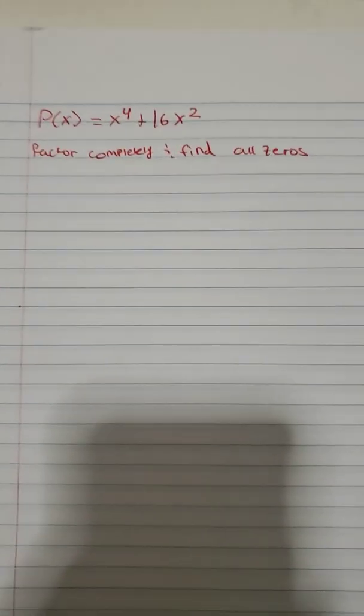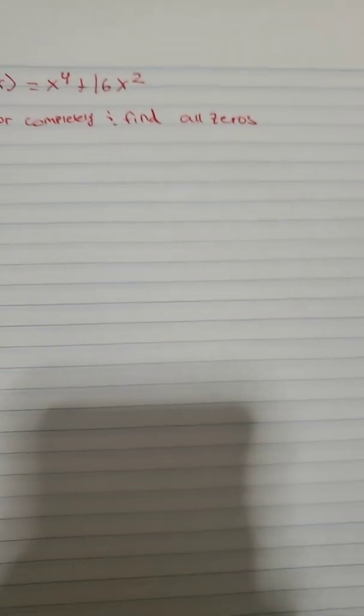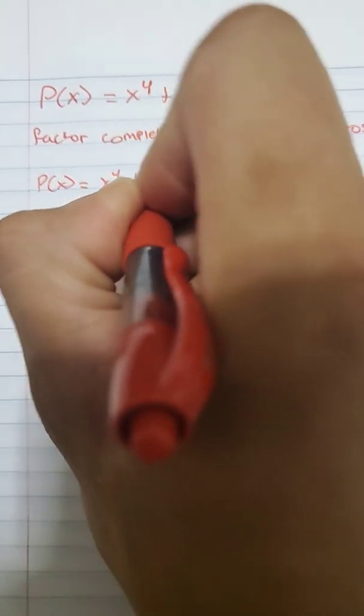Okay, so we're given this function P. P as a function of x is equal to x to the fourth plus 16x squared, and we're asked to factor it out completely and find all zeros. This is a common Algebra 1, Algebra 2 example, and most people I see really struggle with this. This is a skill that you guys will need for calculus. So let's just rewrite the problem real quick: x to the fourth plus 16x squared.